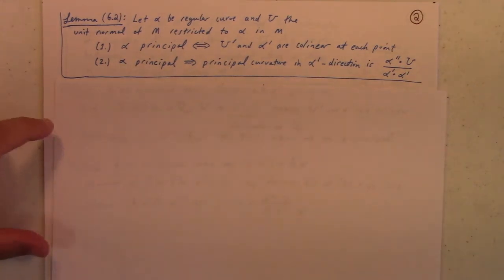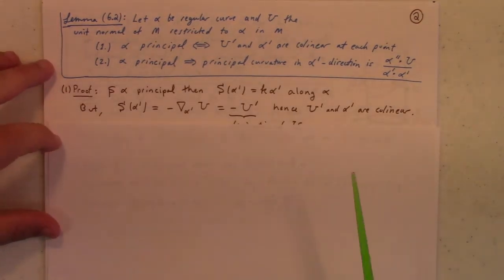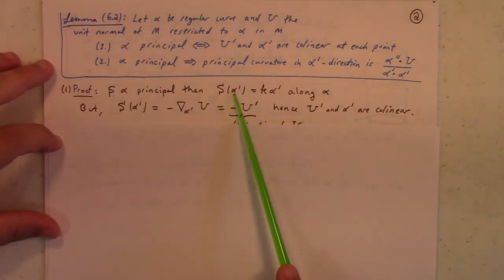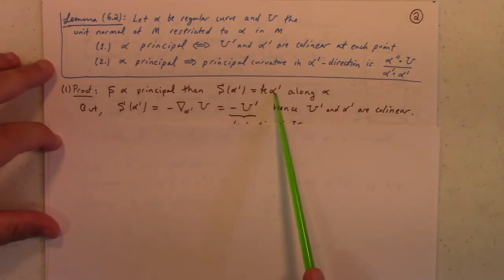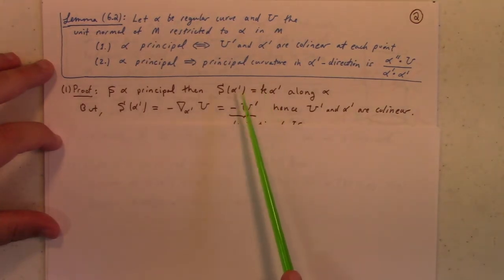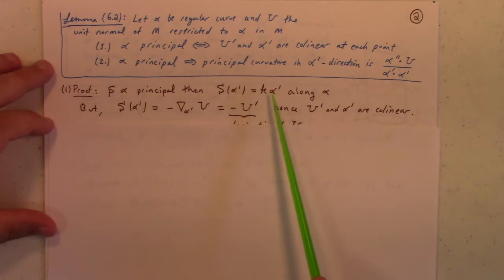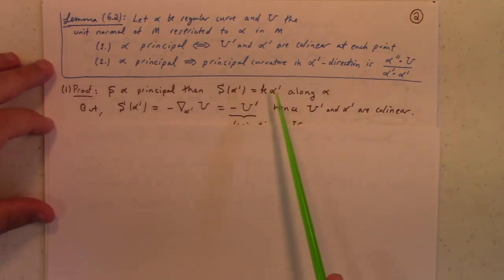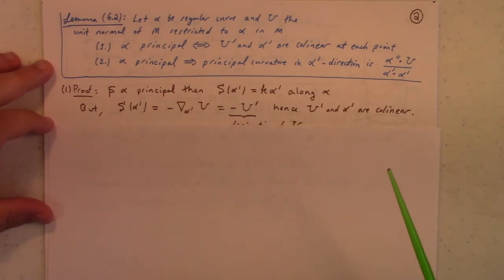All right, so how do you prove such a thing? Well, suppose that alpha is principal. That means that the shape operator on the velocity is equal to k times alpha prime, where k is the principal curvature, by definition of principal curvature. This is the definition of normal curvature and also the definition of principal direction.